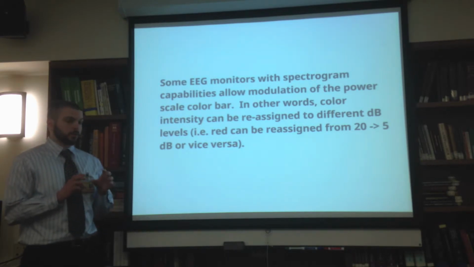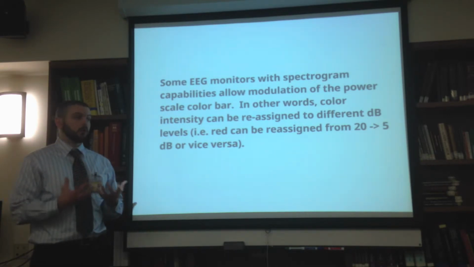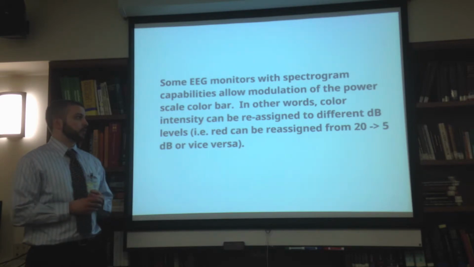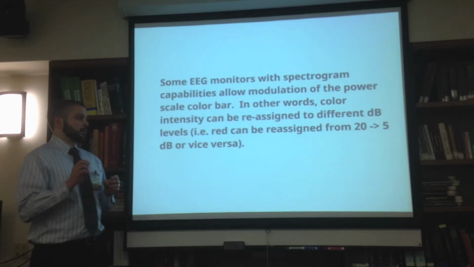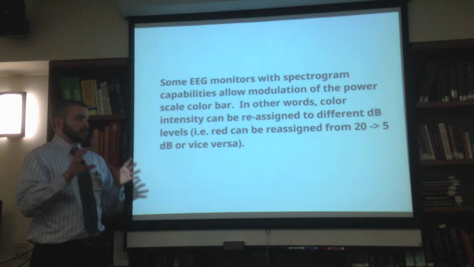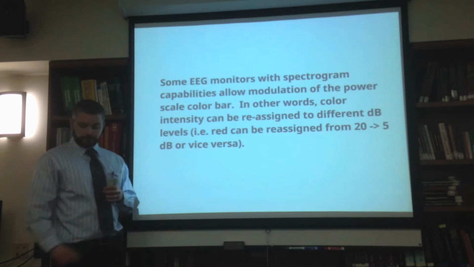So many commercially available OR EEG monitors that we often use have spectrogram capabilities, and in them sometimes you're able to actually modify and modulate the power scale color bar. In doing so, you can change the color intensity on the scale, so you can reassign different power levels to different colors, which we'll see here in a minute.